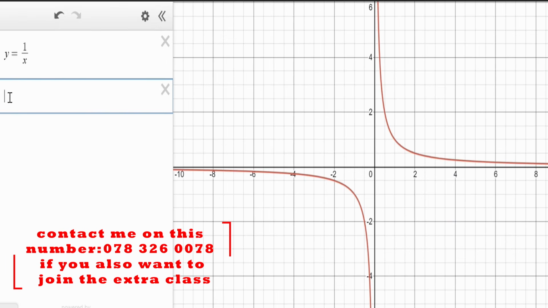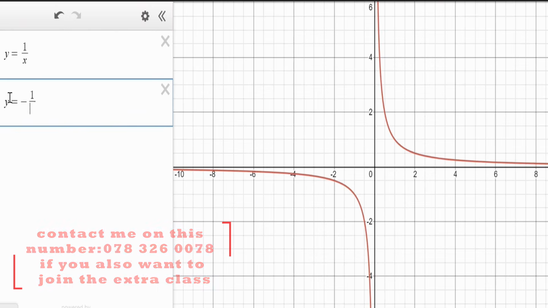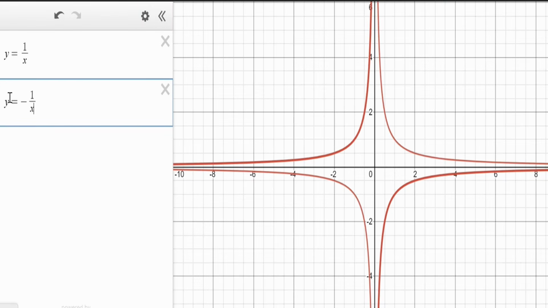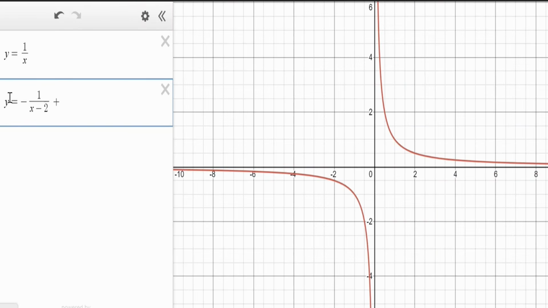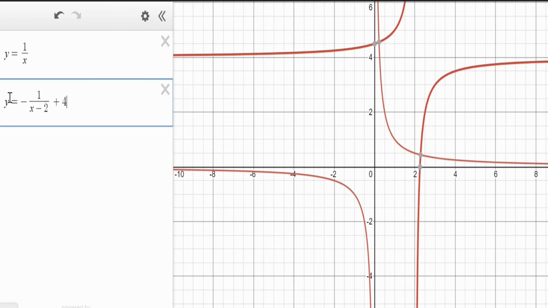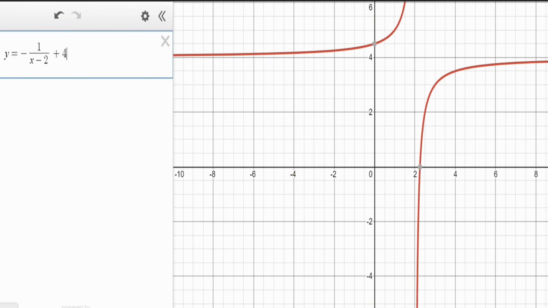And see what happens to the graph when everything happens. If we say y equals -1 divided by x, you see the graph changes from the first and third quadrants to the second and fourth quadrants. Then we move it 2 units to the right. Then we move it upwards by 4 units. Do you see what happened to the graph? It changes position by moving and flipping.